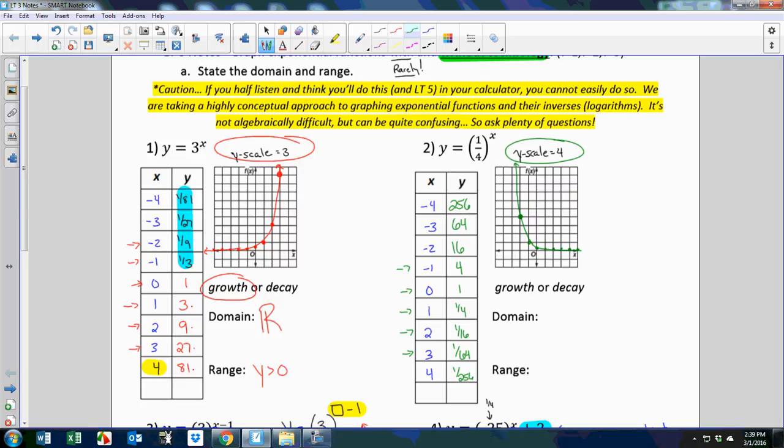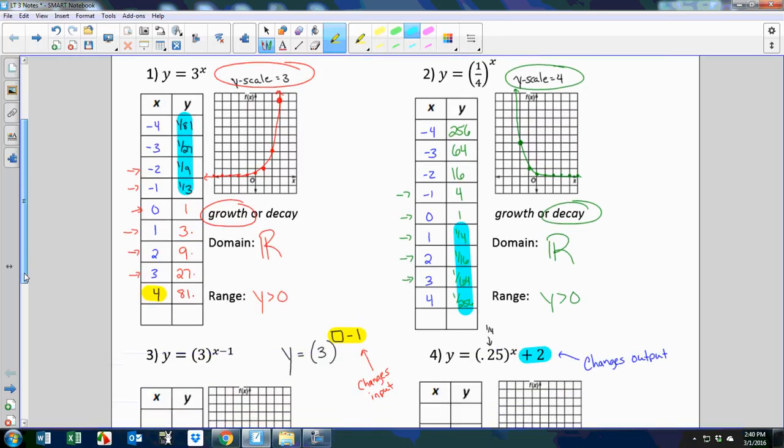Is it growth or is it decay? From left to right, it's going down, so it's decaying. The domain again is all real numbers, and the range again is greater than 0. Those fractions will never get to 0, although they're getting closer and closer to 0.